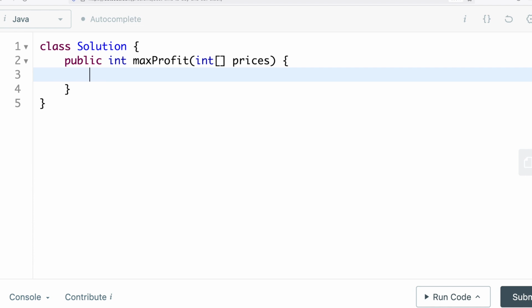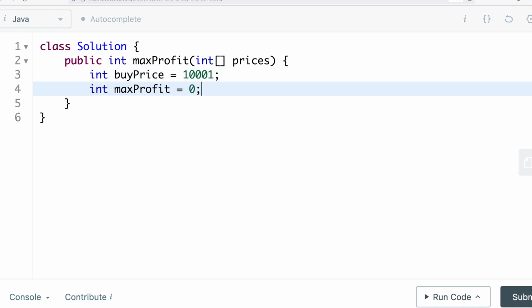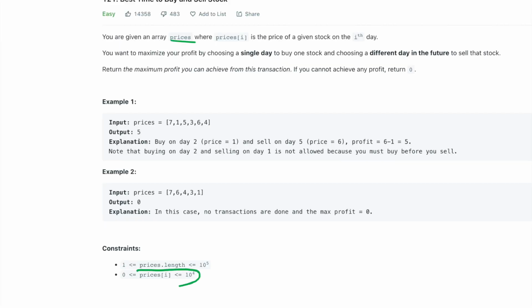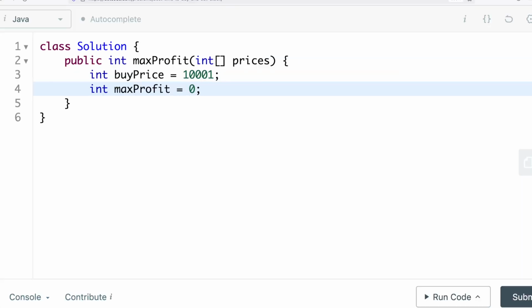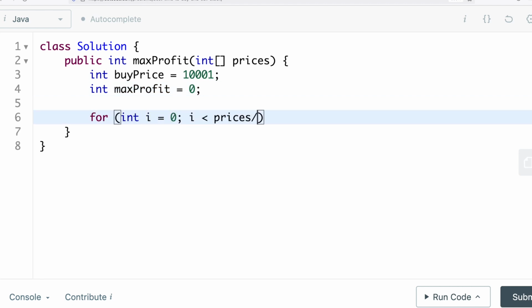Okay, so I'm going to start writing the code for this function. As discussed earlier, I'm going to define two variables called buy price and max profit. I've initialized buy price to 10,001 because 10,000 is the maximum price that we can find in the array of prices, and this will help us to find the smallest price when we iterate through this array of prices. So let's start iterating through the array of prices.